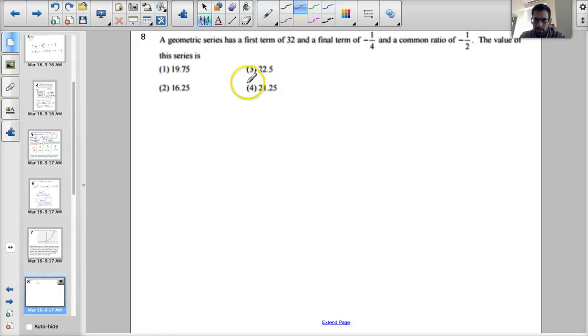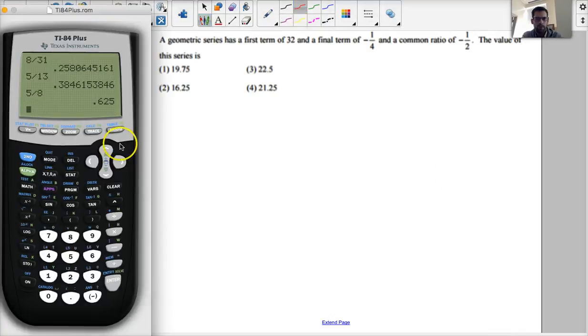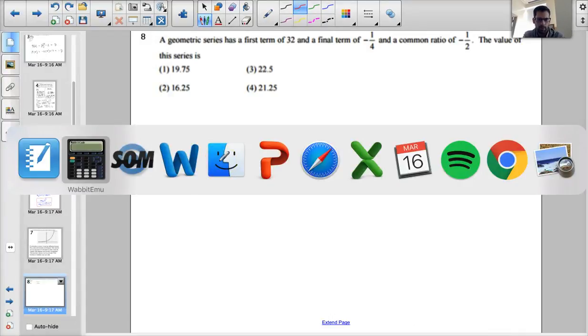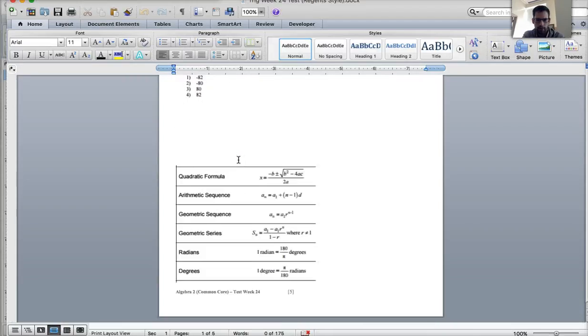All right. Geometric series. So it says it has a first term of 32 and a final term of -1/4 and a common ratio of 1/2. The value of this series is... So I want to find the sum of a geometric series. I'm going to want to check my reference sheet. So I've got it up at the bottom of our test here.